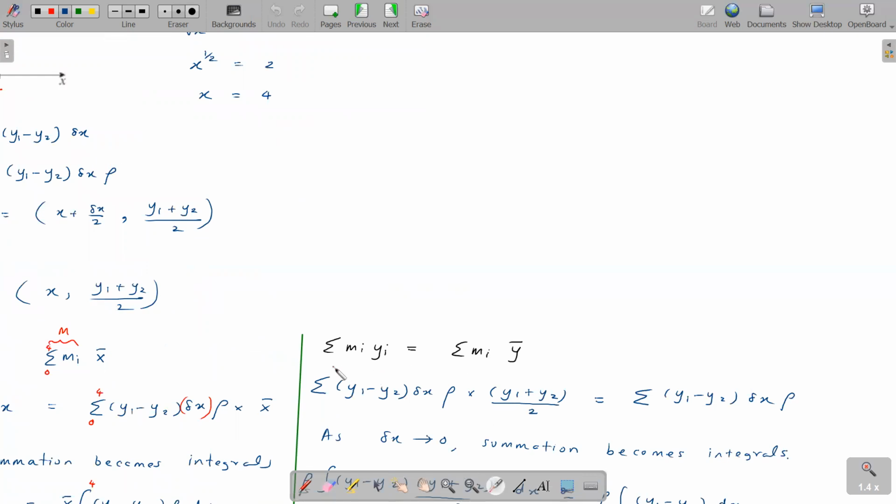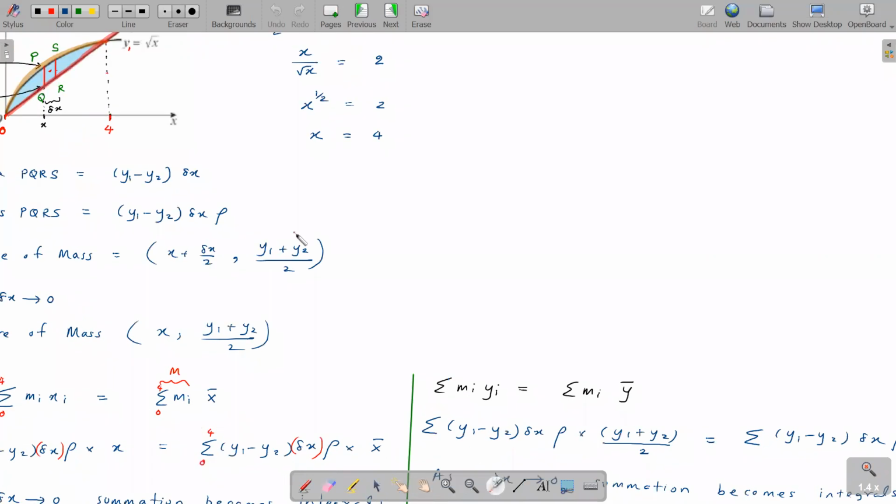As you can see, we apply again the center of mass equation: sigma mi yi equals total mass into y bar. This is the equation we use to find the y coordinate. Because in this case both x and y of the center of mass are unknown, you have no shortcuts here. So again you'll have to do the same story. Sigma mi is the mass of the rectangle, so y1 minus y2 delta x into rho.